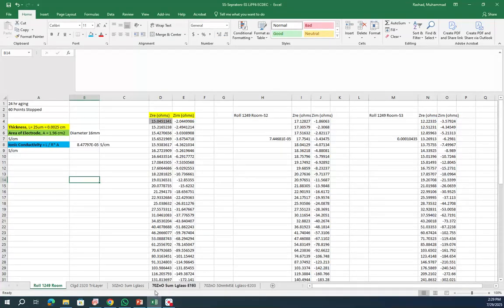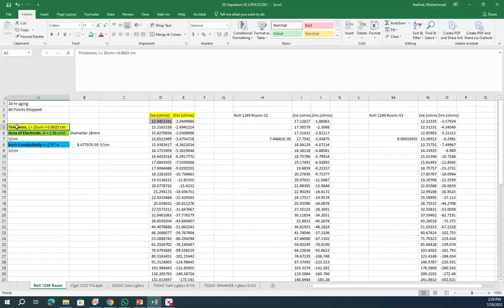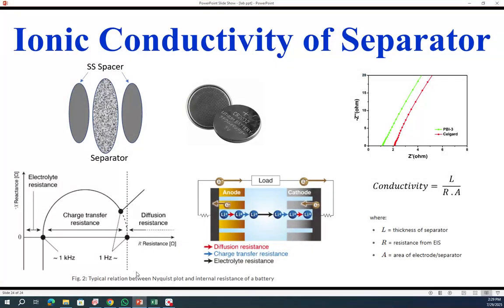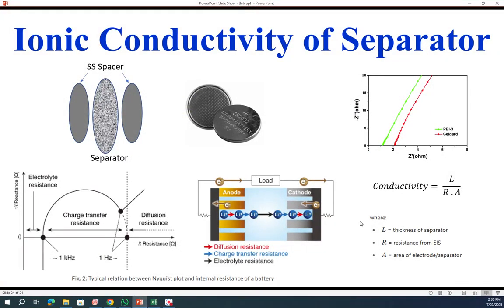Then what else we need is the thickness of the separator and the area of the electrodes. The area of the electrode is stainless steel. So the thickness of the separator, for example, is 25 micron, which is equal to 0.0025 centimeter. Then the area of the electrode, which is the stainless steel spacer, is about 16 mm in diameter. So we have to convert it into area, which is pi r squared and equal to 1.96 centimeter squared. The third thing we need is the resistance of the separator.